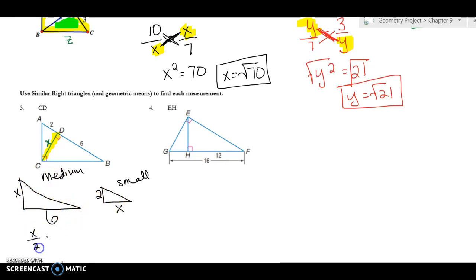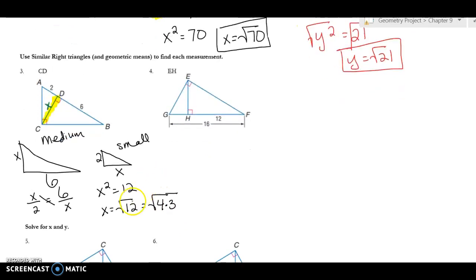X is in the same place as 2, and then 6 is in the same place as x. And so I'll cross multiply and get x squared is 12. And so x is the square root of 12. Square root of 12 can be broken down to the square root of 4 times 3, because 4 times 3 is 12. And so the square root of 4 is 2. So it's 2 square root 3.